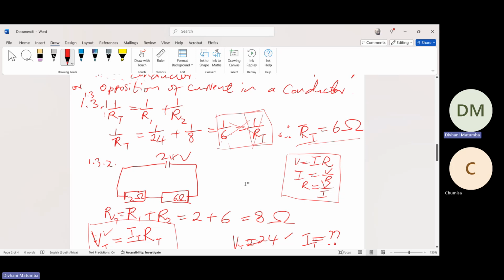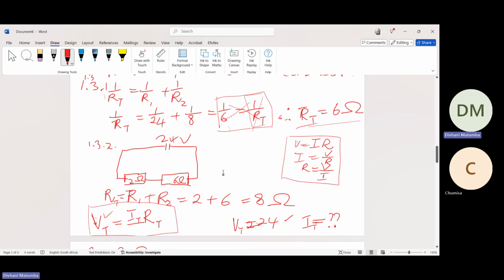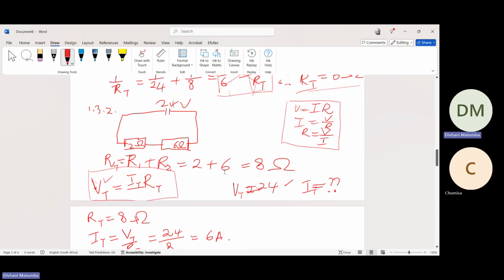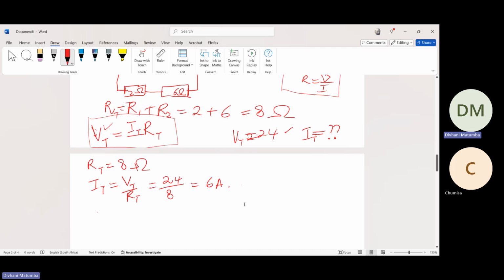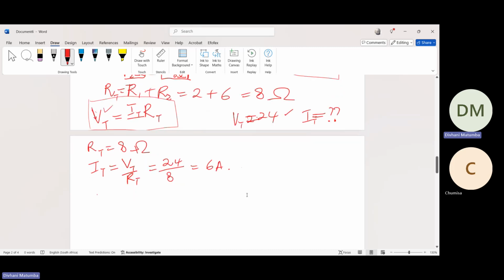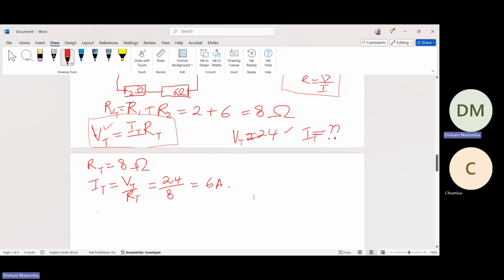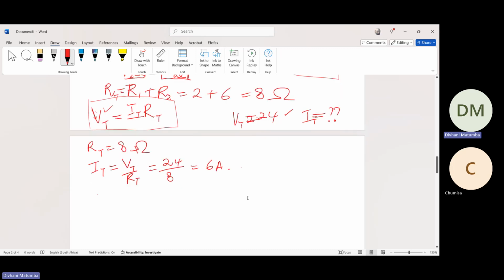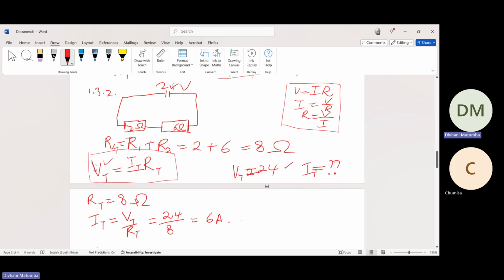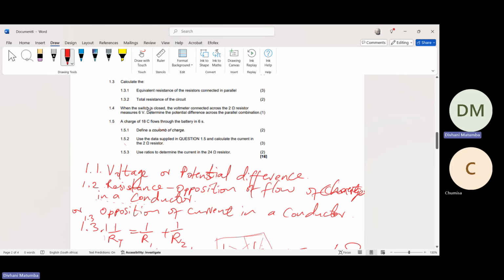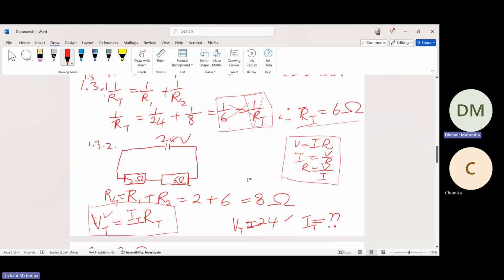Given that we know the flow, it will be very easy for us to determine the potential difference. So that's the aim of resolving. If you are resolving a circuit, you are resolving so that you can find V total, I total, and R total. Are we on the same page? Yes, sir. Okay. Now the question says, determine the potential difference across the parallel combination.